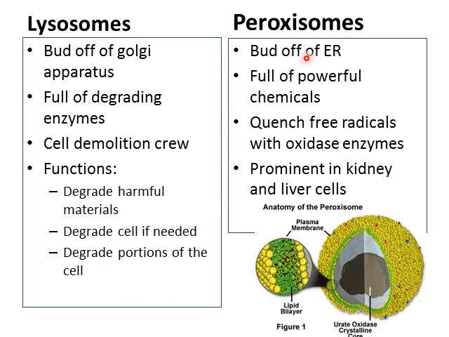Peroxisomes are similar to this, but they come off of the endoplasmic reticulum instead of the Golgi apparatus, and these are full of powerful chemicals as well. And these actually are there to quench free radicals. So if we get a lot of free radical release from the mitochondria when we create ATP, some of those free radicals can be quenched by these peroxisomes kind of enveloping those free radicals. These are very prominent in kidney and liver cells where we have to do lots of drug detoxification.